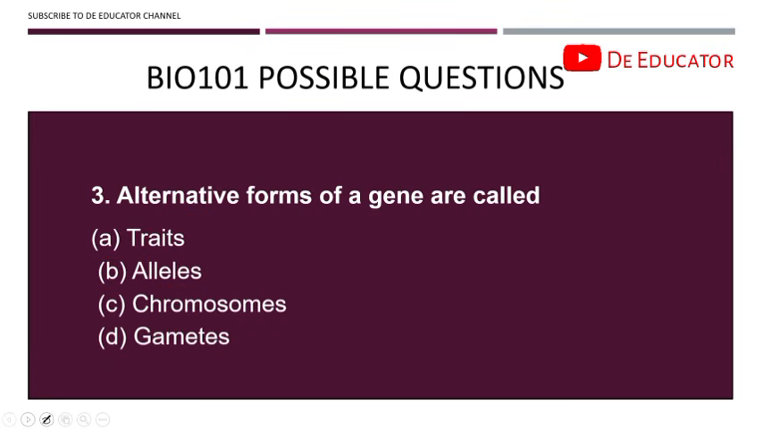Then the next question: alternative forms of a gene are called alleles. Please take note of this. Alternative forms of a gene are called alleles. So what exactly does this mean?